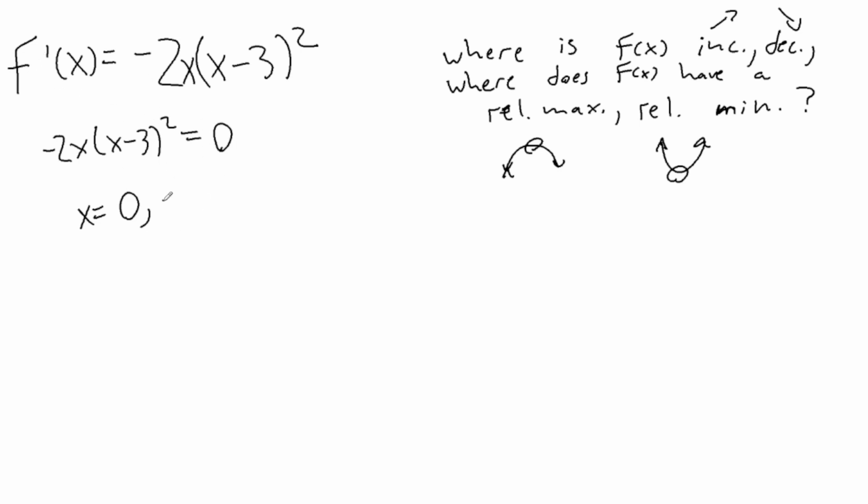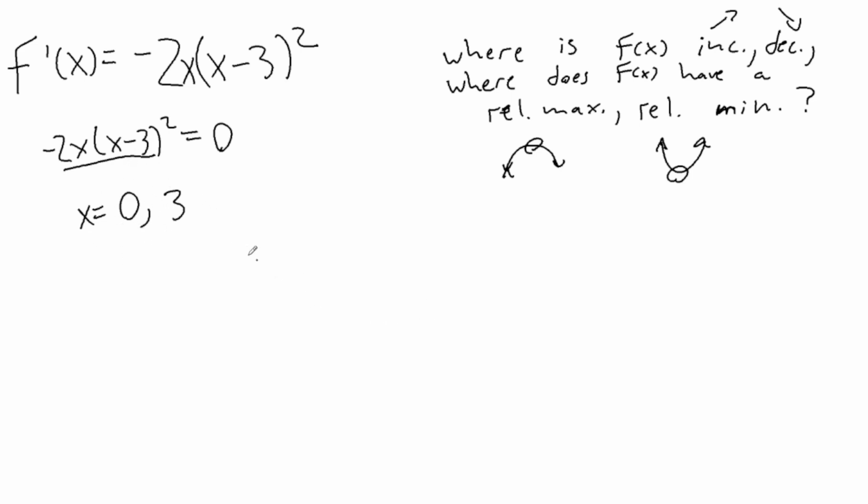Another critical number is going to be 3, because if we plug in 3 right here, 3 minus 3 equals 0. 0 squared times anything is 0. So f prime of x is going to be equal to 0 if we plug in 3 for x. So these are our two critical numbers.